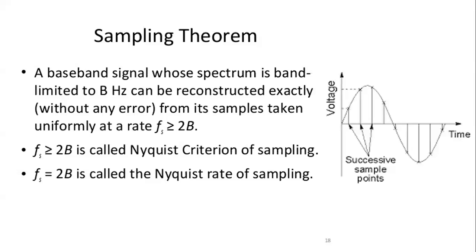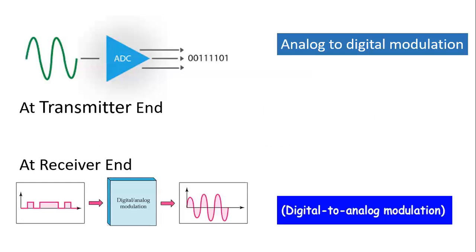Now, if you say Nyquist criteria, the frequency of sampling, meaning at what intervals the sampling should be done, is decided by the Nyquist criteria, and it should always be greater than or equal to twice the bandwidth of the information signal. If you talk about the rate, ideally it should be equal to, but practically we say it should be greater than or equal to twice B.